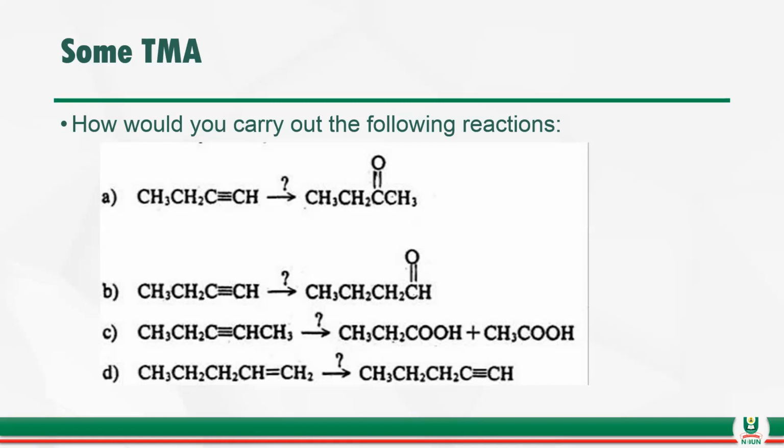Number 3, we have pent-2-yne. How can we move pent-2-yne to propanoic acid and ethanoic acid? Miriam, are you there? Hello, Miriam. Can you help us with question number C? How can we move alkyne to 2 molecules of carboxylic acid? Sir, we use oxidation with KMnO4. Good, perfect. So far, so good.